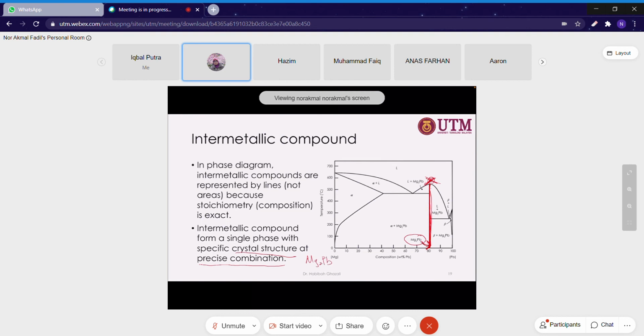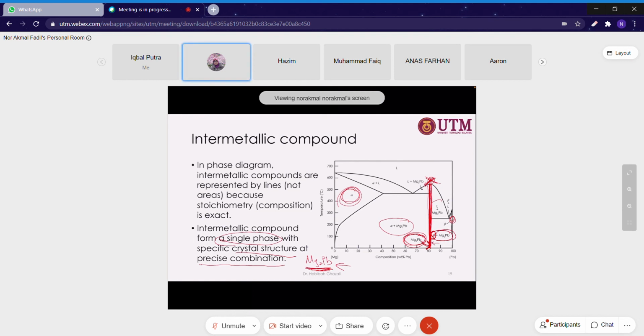If you look at this phase diagram, one is single phase alpha, and the next one is the magnesium 2 plumbum single phase with its own crystal structure. So the region between alpha and this intermetallic, which is represented by a vertical line, is the mixture of these two single phases, alpha and magnesium 2 plumbum. If you look at this region, it contains beta, where beta comes from this point, mixed with this vertical line.